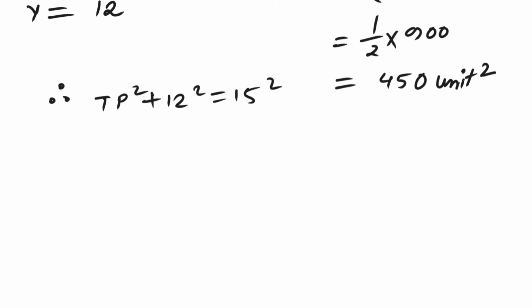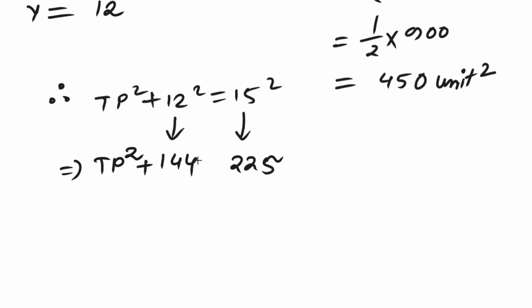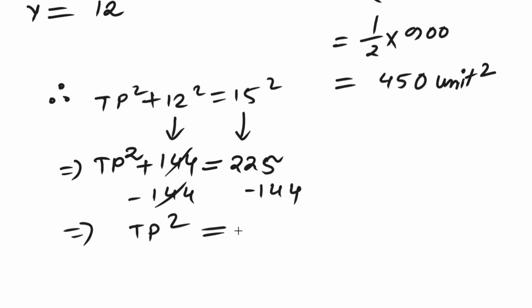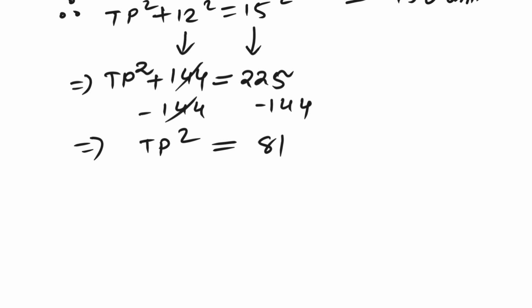Now calculate the known squares. 12 squared is 144 and 15 squared is 225. So we have TP squared plus 144 equals 225. Subtract 144 from both sides. This leaves TP squared equals 81. The square root of 81 is 9, so TP equals 9 units.